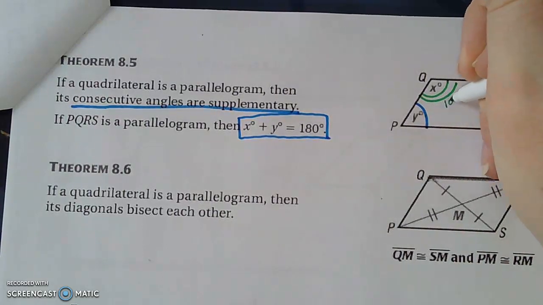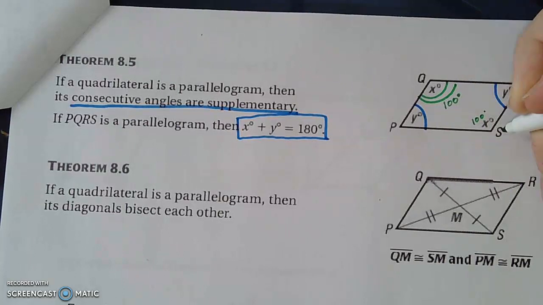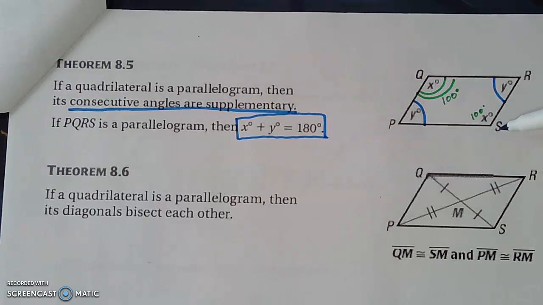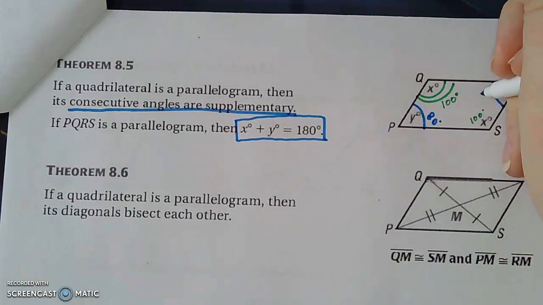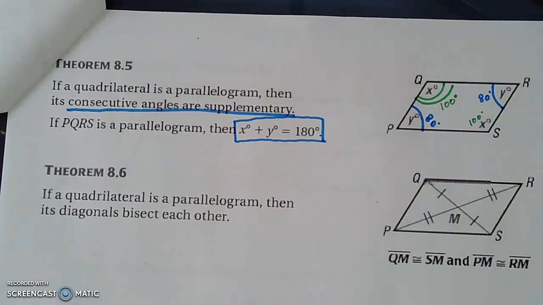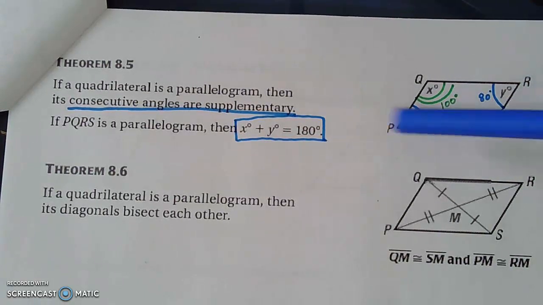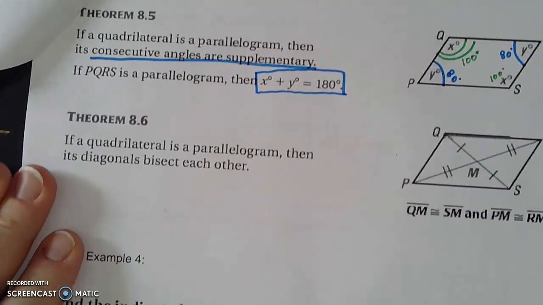If I say that x is 100 degrees, I know that would make angle Q 100, and that would also make angle S 100. Now, if angle Q and angle S are both 100, that means angle P is going to be 80, and angle R is going to be 80. Because as this theorem says, the consecutive angles, the angles connected by a side right next to each other, when you add them together, should equal 180. And so this is an example with some numbers of what that means.